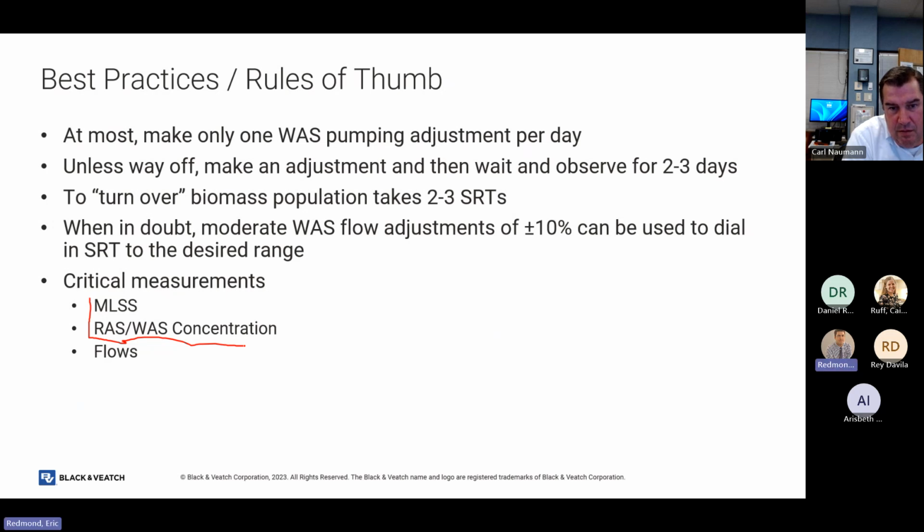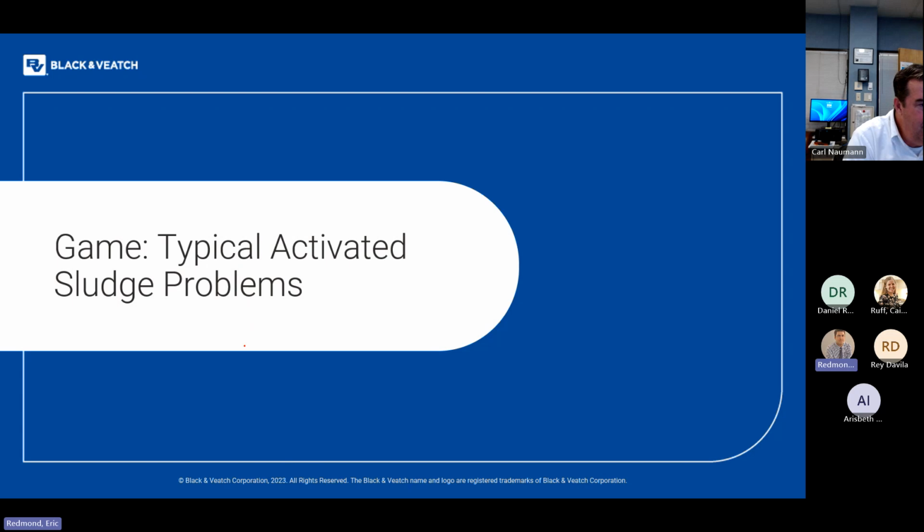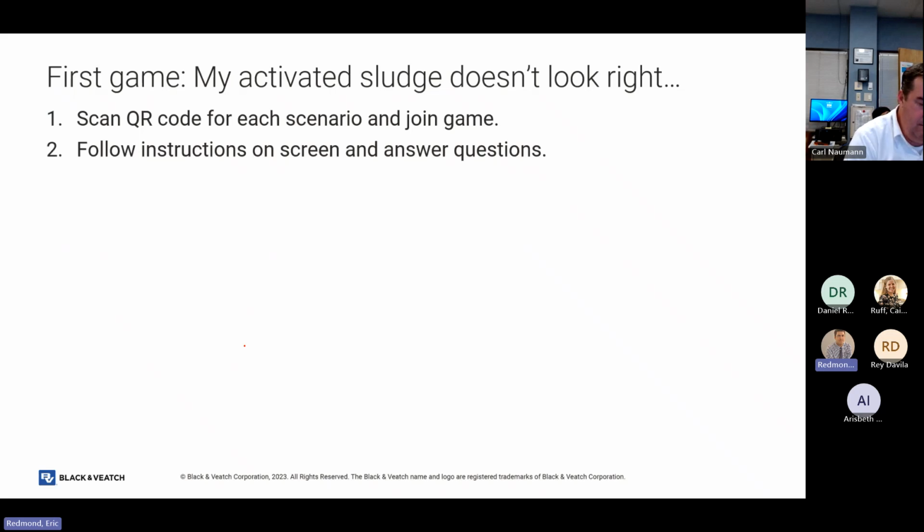Any questions on just the recap here? Okay, so we're going to go into our game here. I ask that each of you have your phone ready, and you're going to basically scan a QR code as we go through it. And I'll give you the background of it.